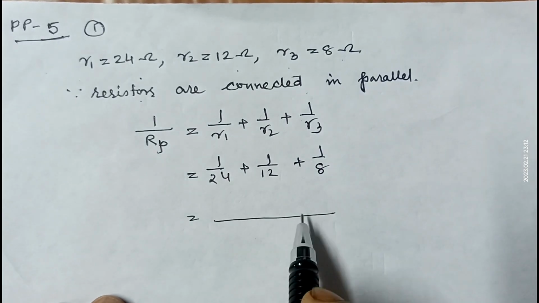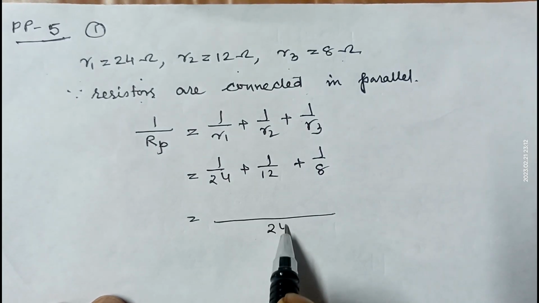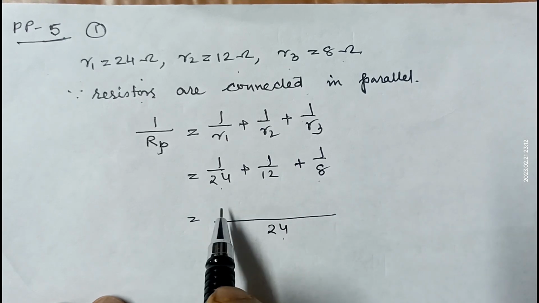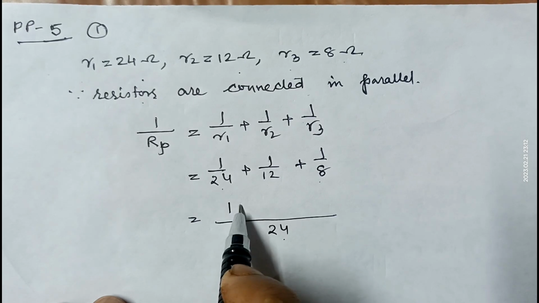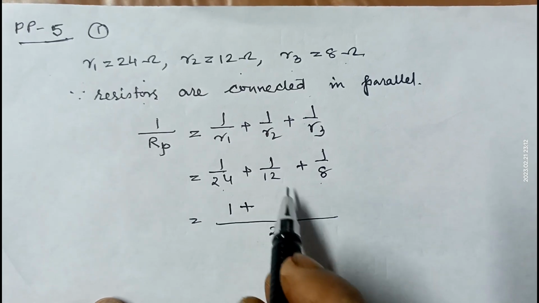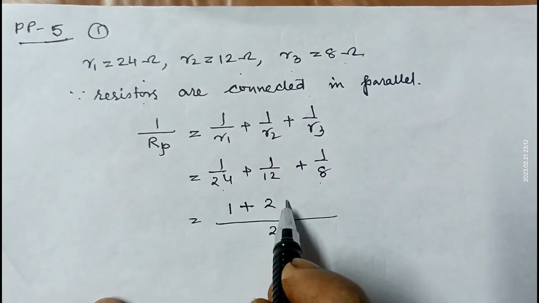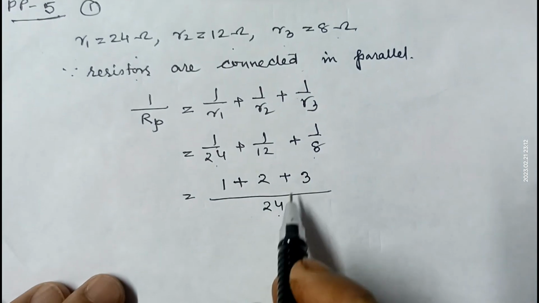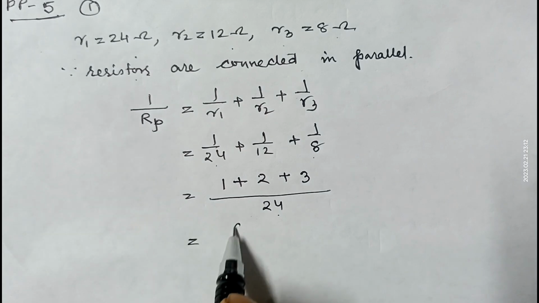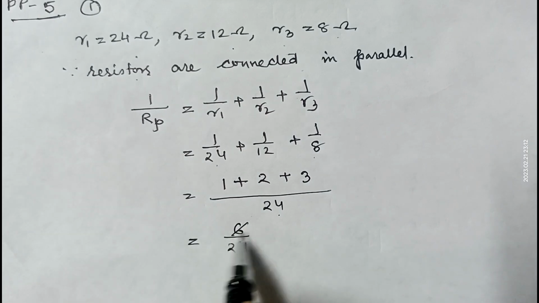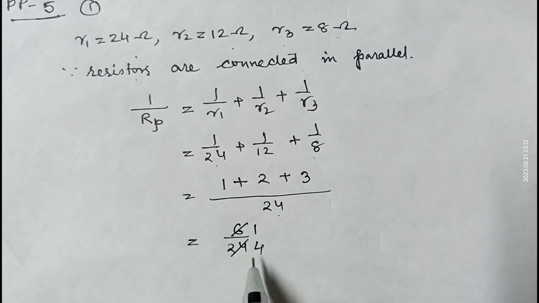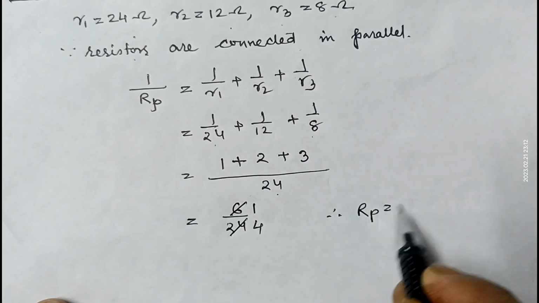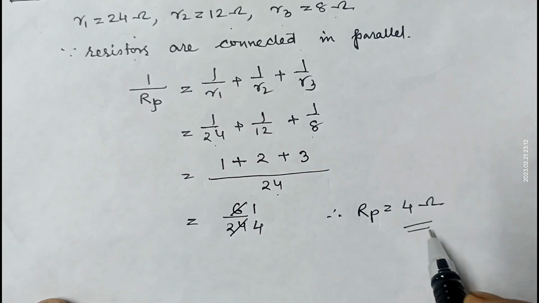Now if you take the LCM, LCM of 8, 12 and 24 is 24. 24 divided by 24 is 1. So it will be 1 plus 24 divided by 12 is 2. So it will be 2. 24 divided by 8 is 3. So it will be 3. So 3, 4, 5, 6. 6 by 24. 6 ones are 6, 6 fours are 24. Therefore, Rp equals 4 ohm, which is the equivalent resistance.